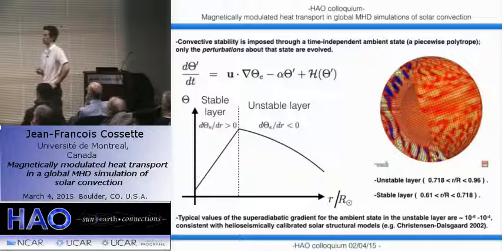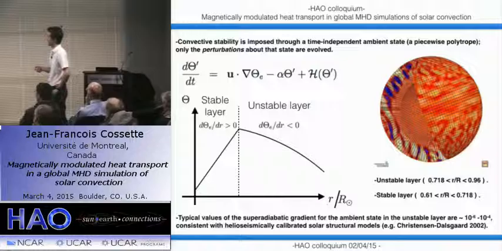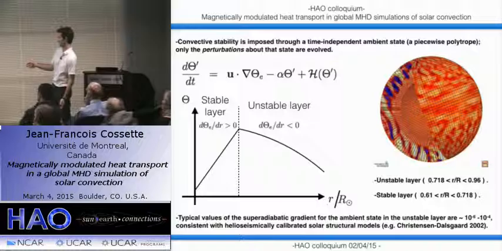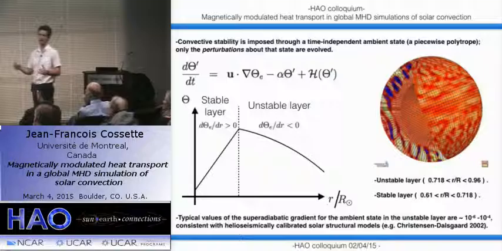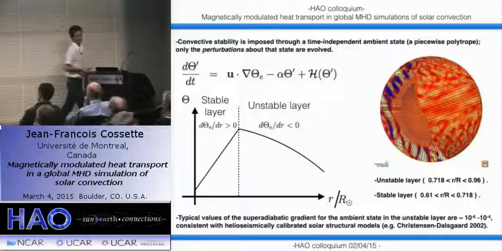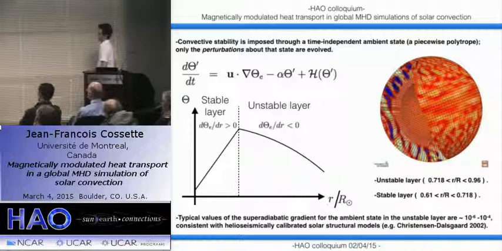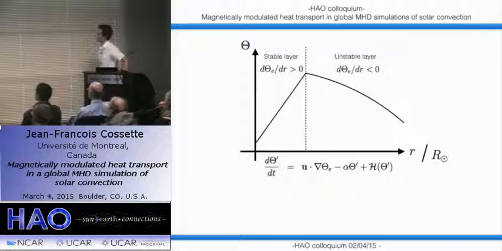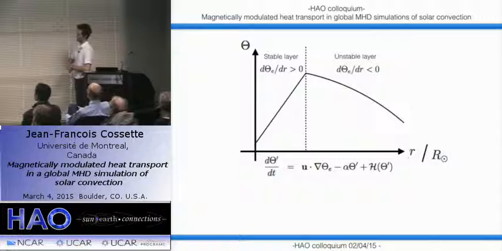And here I'm going to explain that just a little bit. We solve a perturbation form of the entropy equation, and the perturbation itself is with respect to what we call the ambient state, theta E. The ambient state is used to represent a convectively stable stratification in the part corresponding to the radiative interior, whereas it is slightly super-adiabatic in the unstable layer above the tachocline region. The level of super-adiabaticity is typically 10⁻⁶ to 10⁻⁴, so it's consistent with helioseismically calibrated solar structural models.